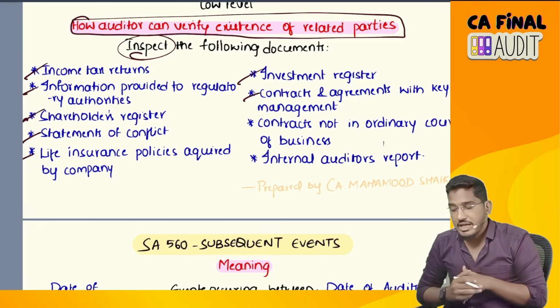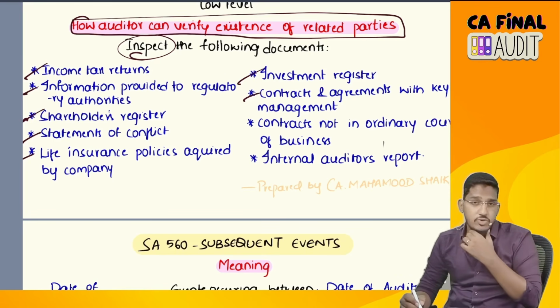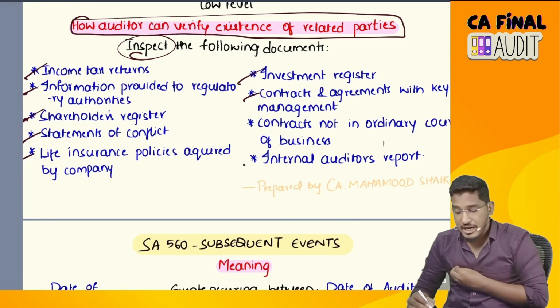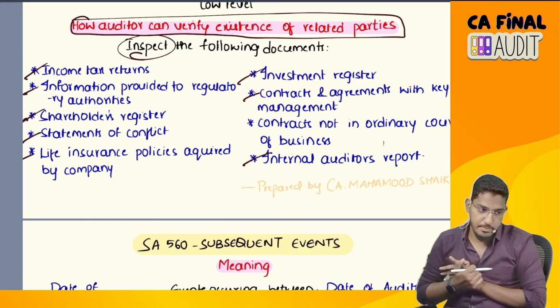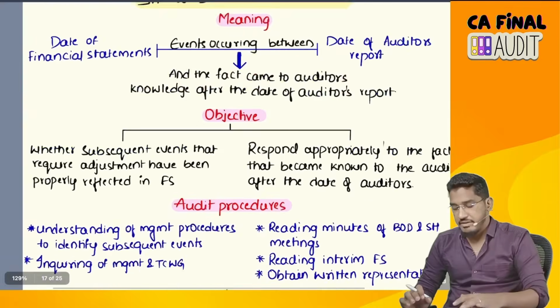You can read the contracts and agreements with key management, and even contracts which are not in the ordinary course of business. Mainly they will happen with related parties only. You have to be careful about it. And you can even go through the internal audit reports. Clear? That's all. This much is enough for SA 550.